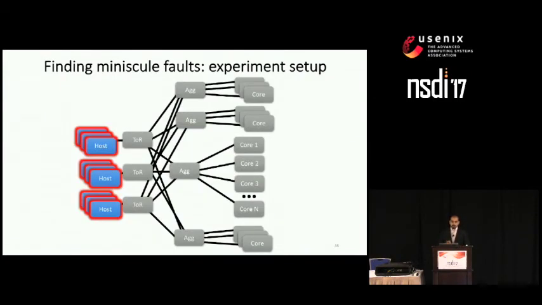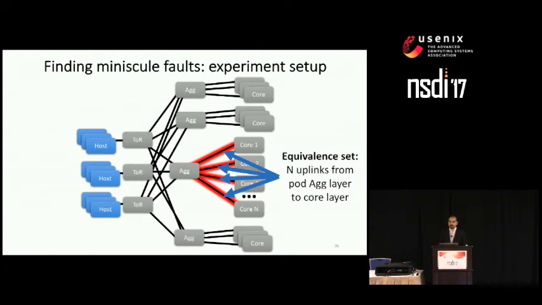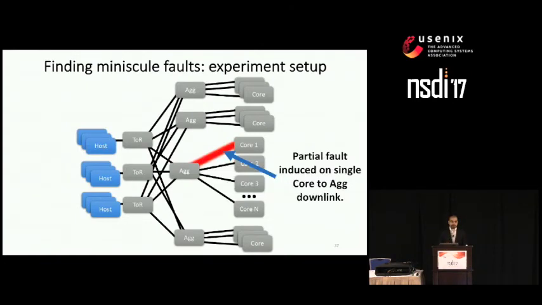So we took our network pod that we were instrumenting. We got 3 racks worth of production web server hosts that we installed this monitoring infrastructure on. We got a single aggregation switch that we installed our marking rules on. And for this experiment, we ignore the traffic that's flowing through the other aggregation switches. We use as our equivalent set the uplinks from the pod aggregation layer up to the core layer. And we choose one of these links, and we'll induce a partial fault on it of varying magnitude.